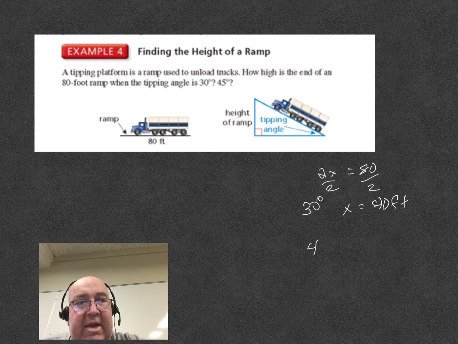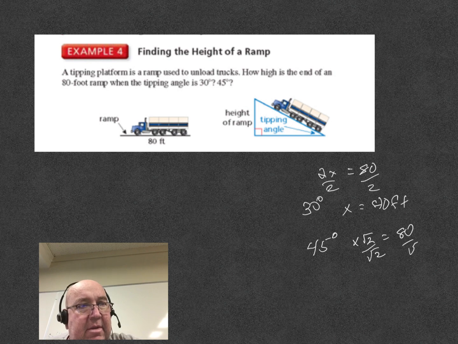For a 45 degree angle, the hypotenuse is x square root 2. So x square root 2 is equal to 80. We're going to divide by square root 2, and x is going to be equal to 56.6 feet. And that measurement would be in feet as well.